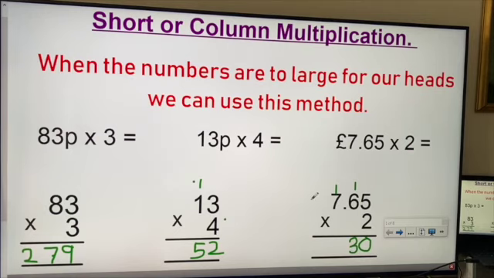Ignore my decimal point for now. 2 times 7 is 14. Add the 1, 15. So my 1 goes into the thousands column, my 5 into the hundreds column. And I don't forget my decimal point. So £7.65 times 2 is £15.30.